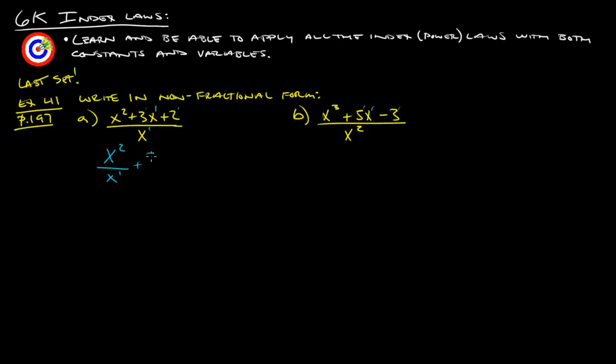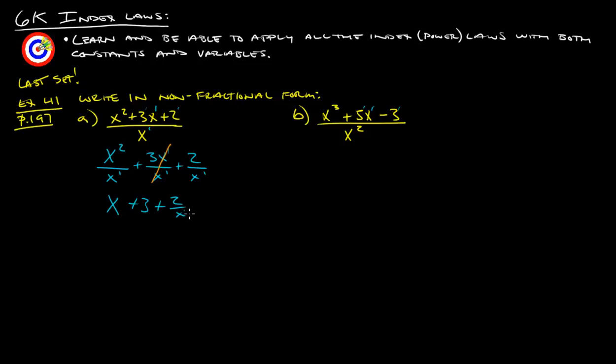I'm going to rewrite this as x squared over x to the first plus 3x to the first over x to the first plus 2 over x to the first. And now I'm going to simplify each one of these. So x squared over x to the first is just 2 minus 1, or just 1. So that's x. These here, the x's are just going to cancel out, right? So you just get plus 3. Okay? And then we get plus 2 over x.